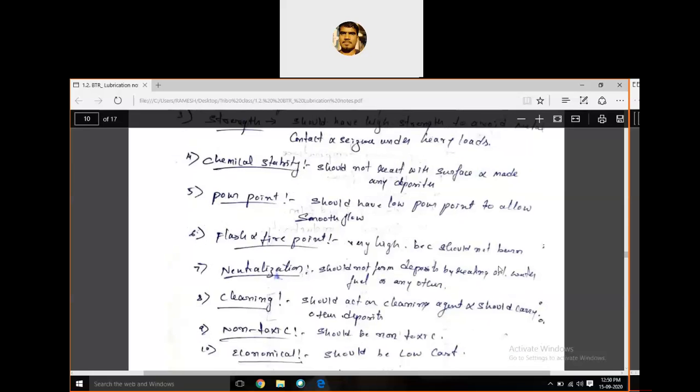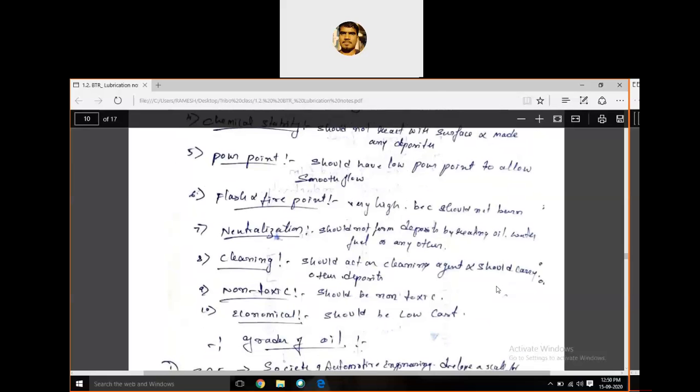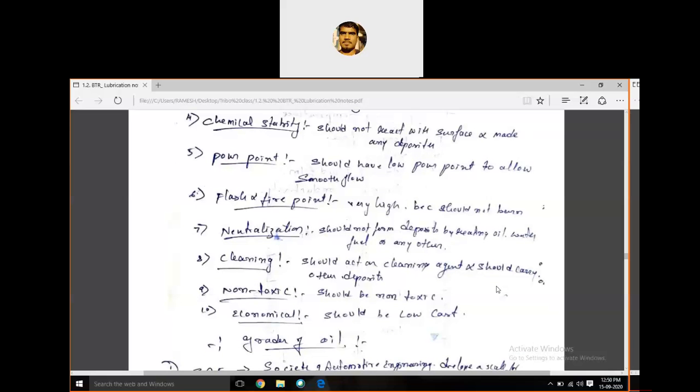The next property is neutralization. Neutralization means it should not form any deposits by reacting with oil, water, fuel or anything else. It should be neutral. The lubricant should be neutral with respect to the surface, with respect to the water, with respect to the moisture, or with respect to any foreign contaminants.